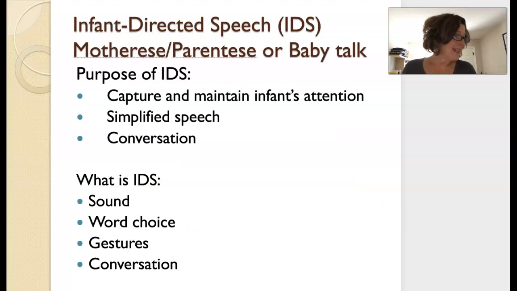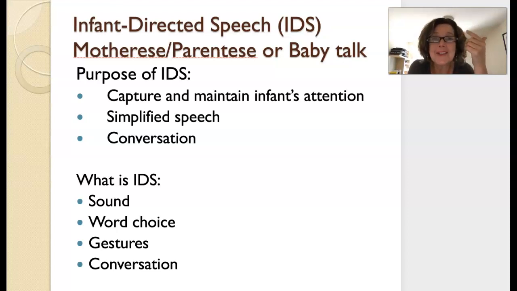Okay. This was in your reading, this whole concept of motherese, infant-directed speech, parentese, or baby talk. Basically, I do this to my dog all the time. I'm like, oh, how are you? Are you a good puppy?